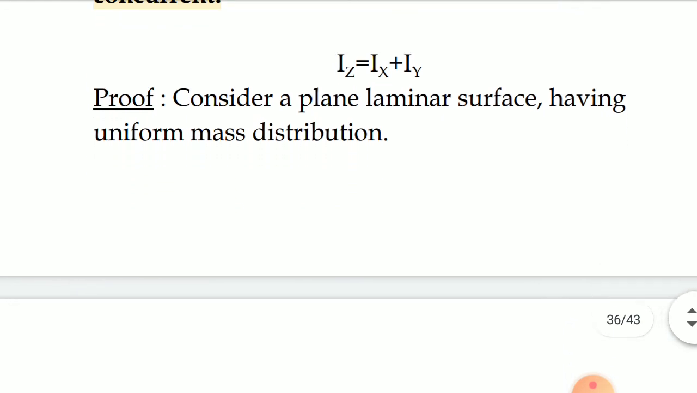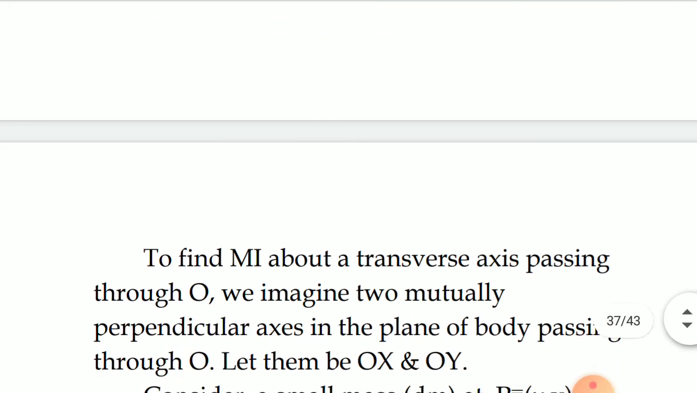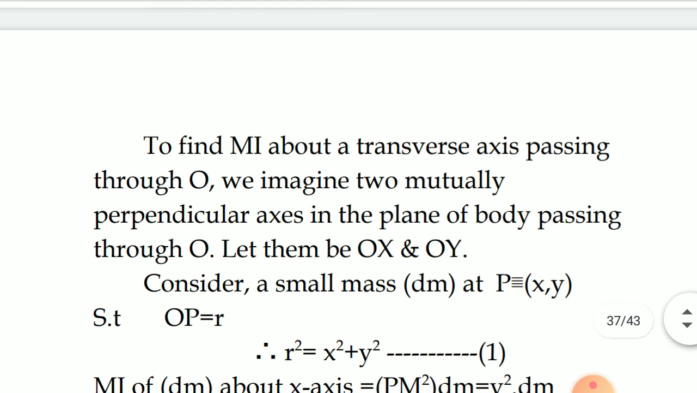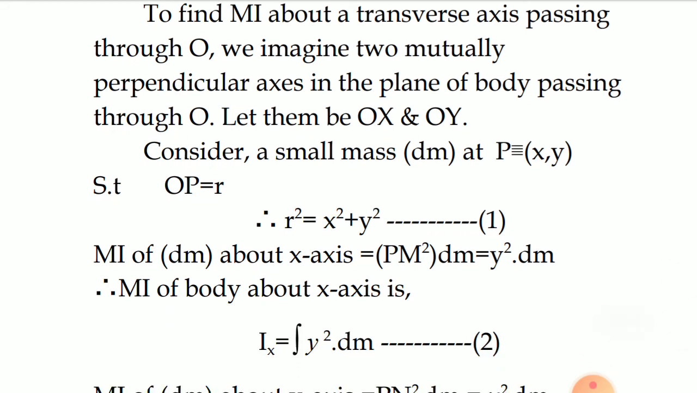Now let's talk about its proof, for which we have considered a plane laminar surface having a uniform distribution of mass. Once again, in order to find the MI about that z axis passing through O, we take two mutually perpendicular axes in the plane of the body. We will call them Ox and Oy. In that plane, I take a small point mass dm, and because the x and y axes are in the plane, let us consider the coordinates of point P to be x, y, such that point P is at a distance r from O, that is, OP is equal to r.